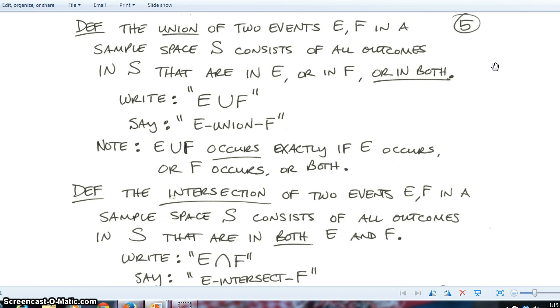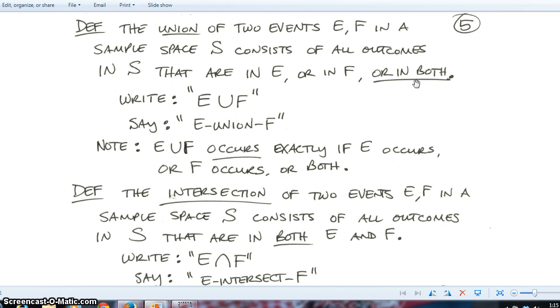So let's just start in. The union. The union of two events, E and F, in a sample space is going to consist of all outcomes in S that are in E or in F or in both. So it's very important you understand that it's possible for the outcome to be in both of them. It's still going to be in the union.